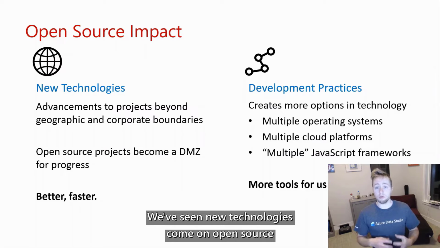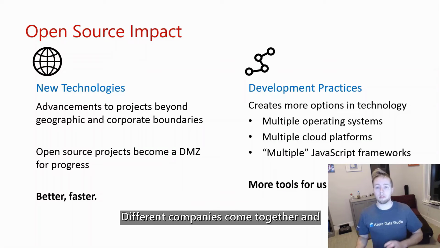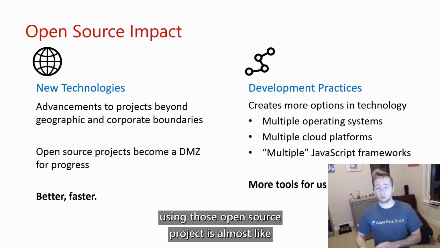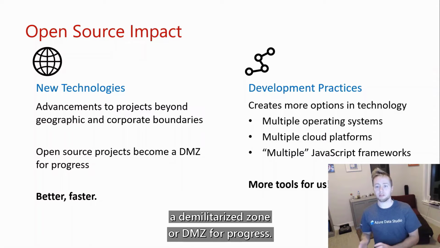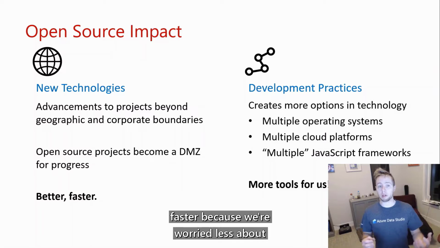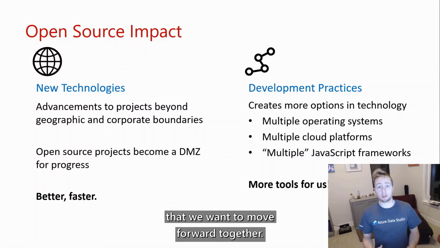We've seen new technologies come out of open source that go well beyond geographic or corporate boundaries. Different companies come together and collaborate for the sake of technology. Using those open source projects is almost like a demilitarized zone, a DMZ for progress. So we as an industry can get better faster because we're worried less about this is my project and this is someone else's project, but rather that this is a community project that we want to move forward together.